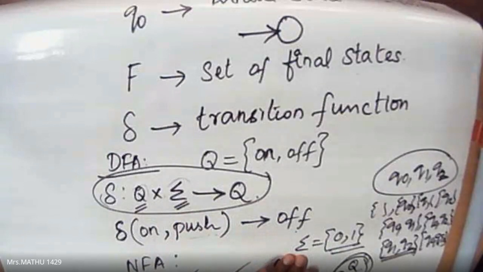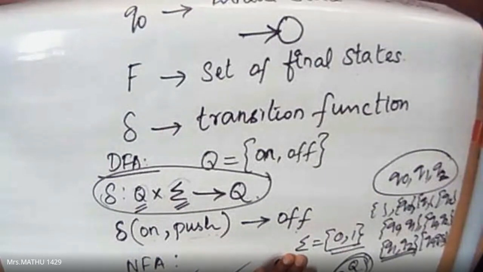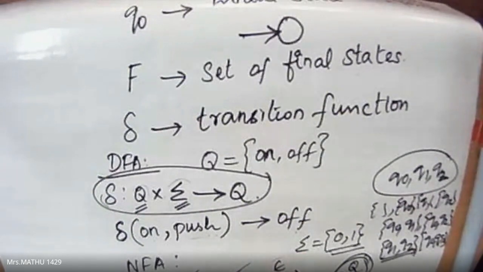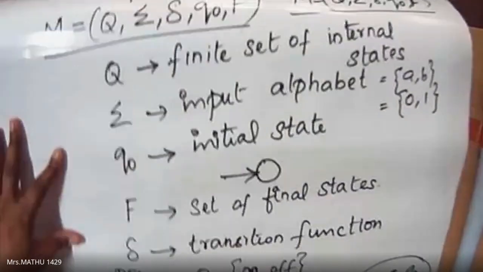But in the case of non-deterministic, we cannot say like that. It has some choices, some possibilities of different moves. So when we look into some of the examples, I hope you will understand. I'll quickly give some examples so that you will understand that.